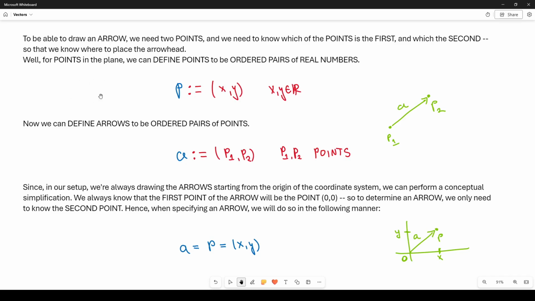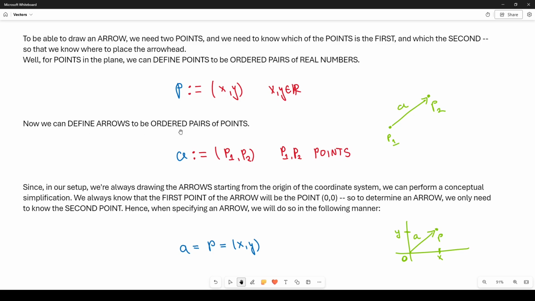So first we will formalize the notion of an arrow. Well, to be able to draw an arrow, we need 2 points, and we need to know which of the points is the first and which the second, so that we know where to place the arrowhead. For points in the plane, we can define points to be ordered pairs of real numbers. So a point P is just an ordered pair of 2 real numbers, x and y.